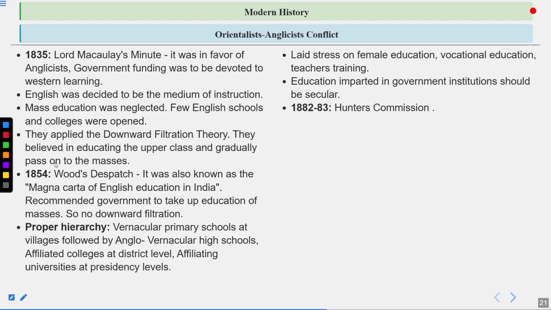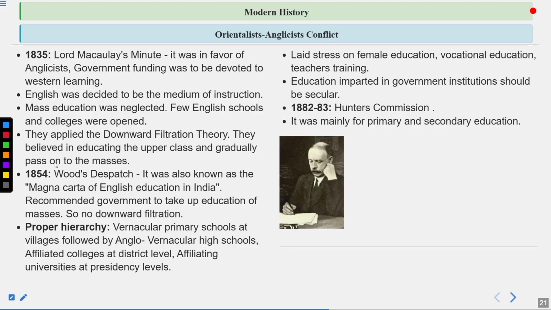From 1882 to 1883, Hunter's Commission was particularly introduced, and that is also associated with the education. Do remember that Hunter Committee and Hunter Commission, these are the two commissions, and in 1882 it was associated with education. Then Hunter Committee in 1919 was associated with the infamous Jallianwala Bagh incident. It was mainly for primary and secondary education. And do remember all these things. These are the developments done in the phases of education in our country.